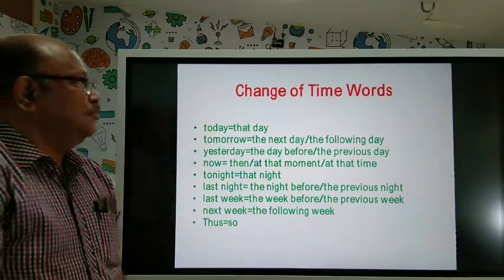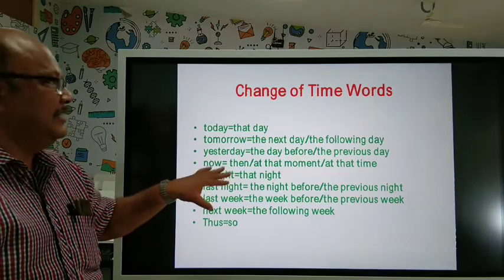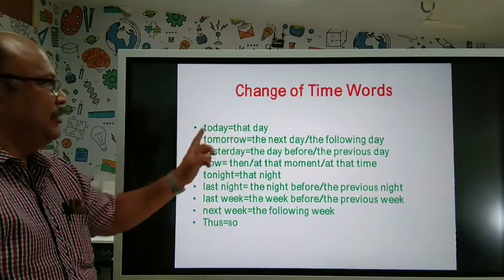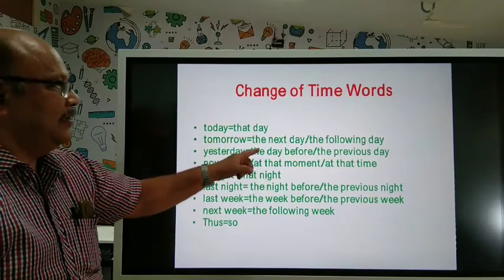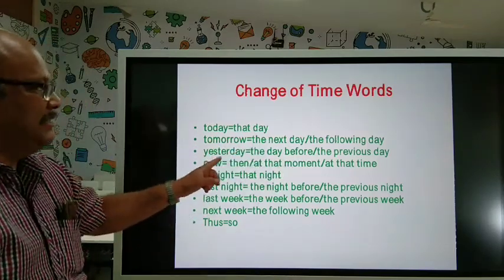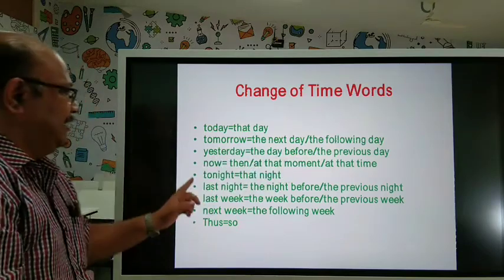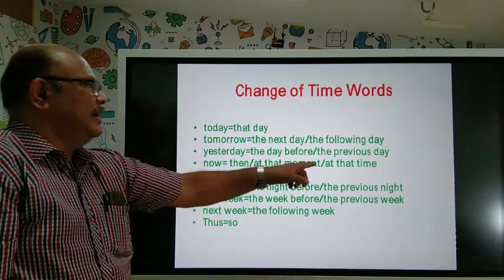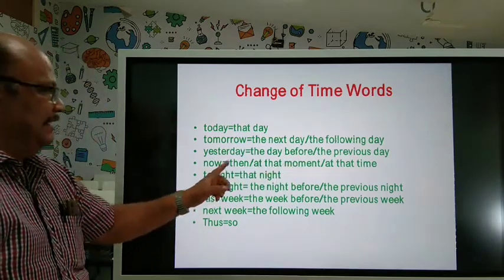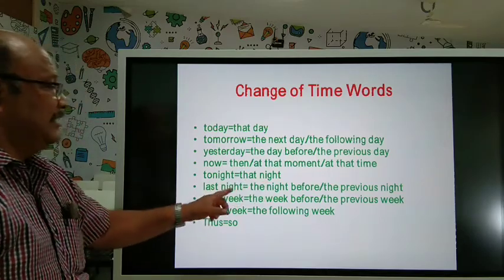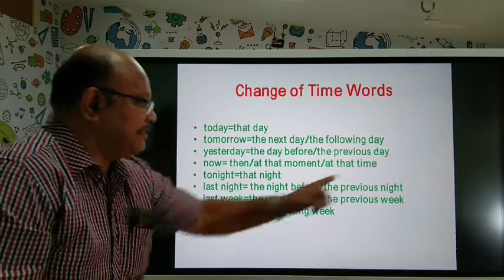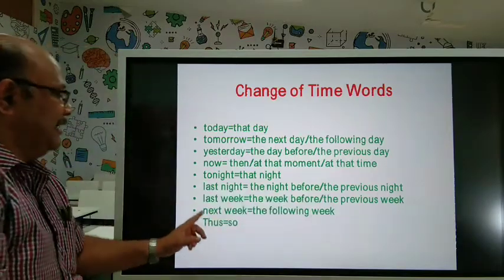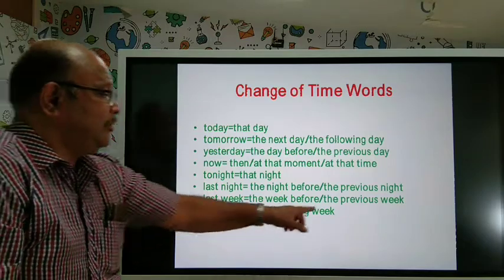Now, change of time words. Some changes take place in time words. Let us see. Today changes to that day. Tomorrow changes to the next day or the following day. Yesterday changes to the day before or the previous day. Now changes to then or at that moment or at that time. Tonight changes into that night. Last night changes to the night before or the previous night. Last week changes to the week before or the previous week. Next week changes into the following week.